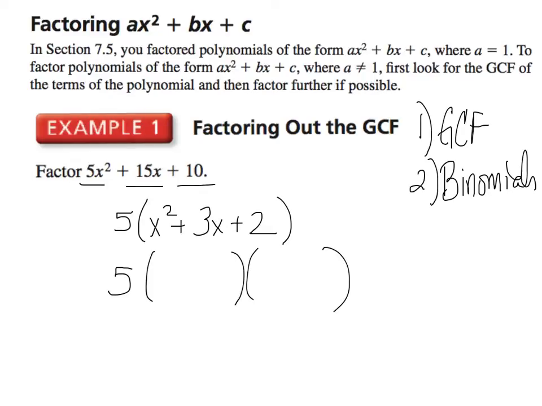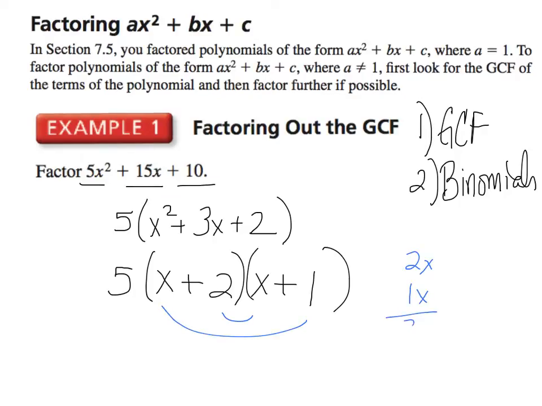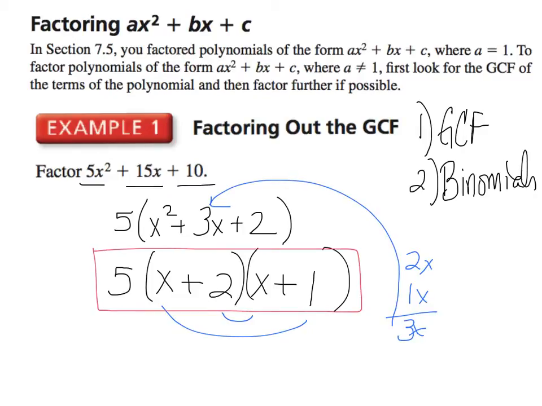And so now we start by factoring just like we did last section. X times x would give me x squared. These are both plus, so that means my binomials are both plus. And what times what would give me 2? Well, that would be a positive 2 and a positive 1. So let's see if this will work. Check your middle terms. Inside terms are 2x. Outside terms are 1x. That does give me my 3x. So my answer is 5 times x plus 2 multiplied by x plus 1.